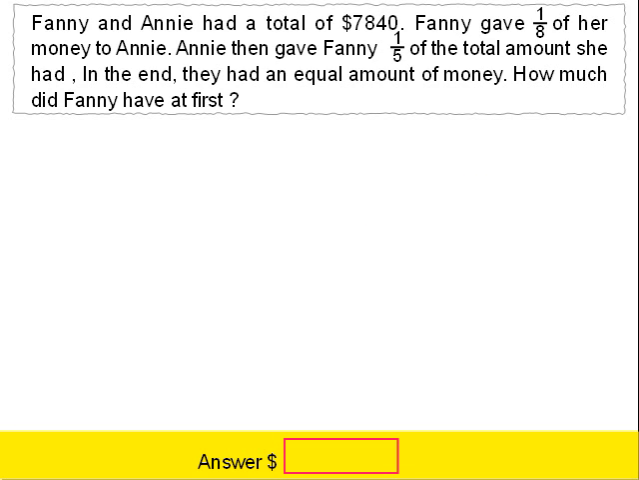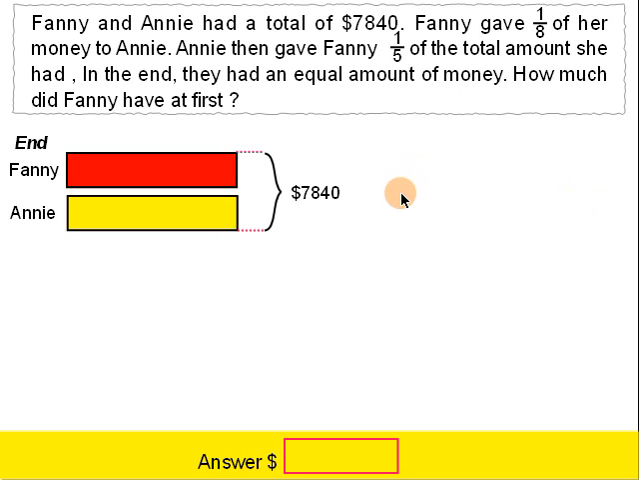So for this question, we're going to work backwards, all right? So in the end, they had an equal amount of money. And this total amount of money is equal to 7,840 still, because nothing has been spent. It has been transferred here and there, that's all. So the total remains the same, 7,840. All right, so this happened because of the previous statement.